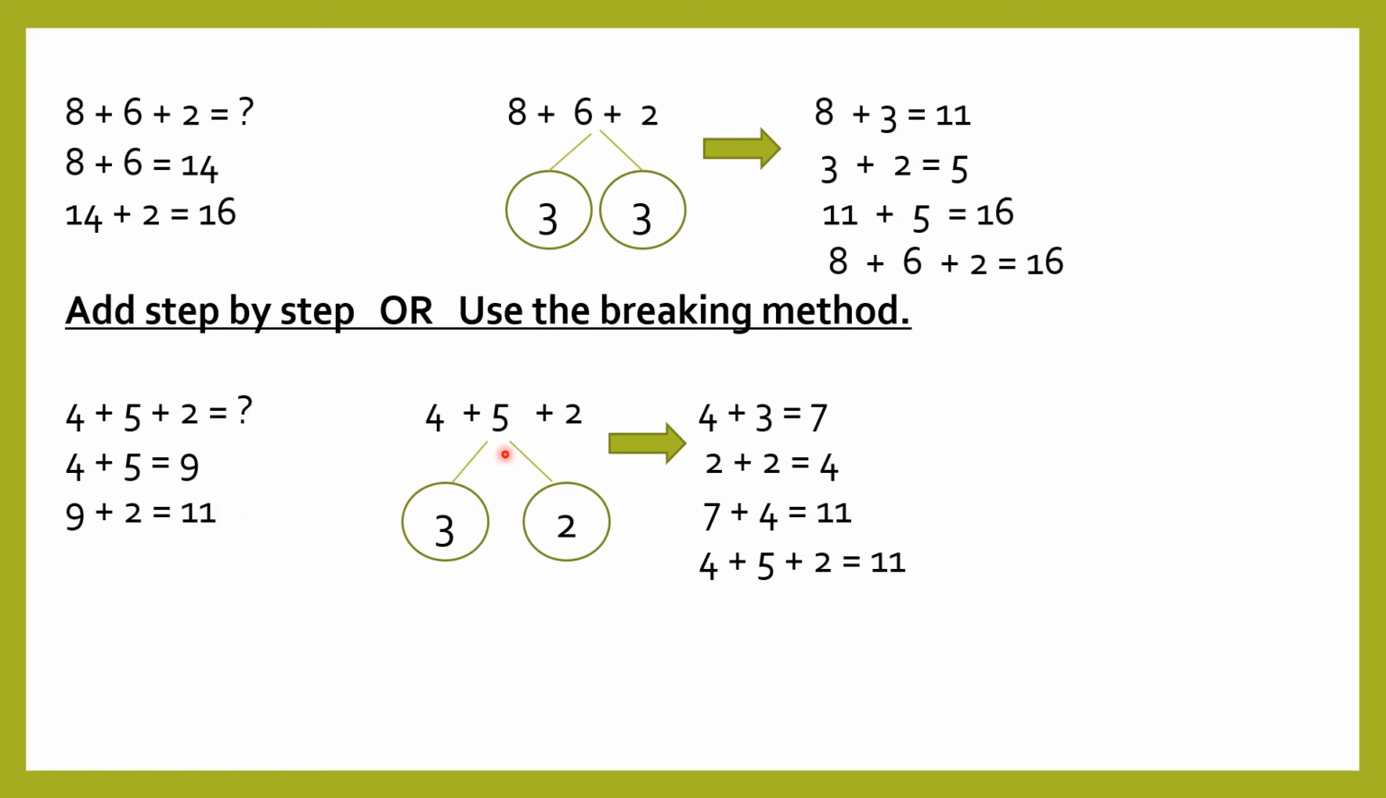4 plus 5 plus 2. I am breaking the middle number. I'm breaking 5 into two numbers, 3 and 2. 3 plus 2 is 5. Now let's add the values. What is 4 plus 3? 4 plus 3 is 7. 2 plus 2 is 4. 7 plus 4 is 11.